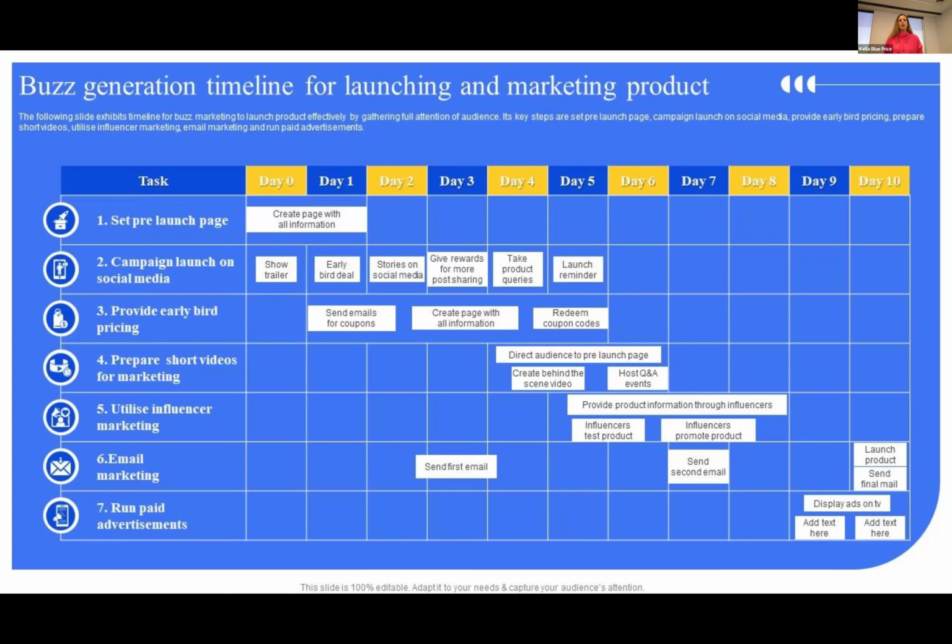Third task, providing those early bird pricing. Notice we have email incorporated in here. We're not doing everything on social media. And when we create that landing pre-launch page on the first step, we're gathering their email information because we said earlier that their email address is really important because then we own the email list. We don't own Facebook.